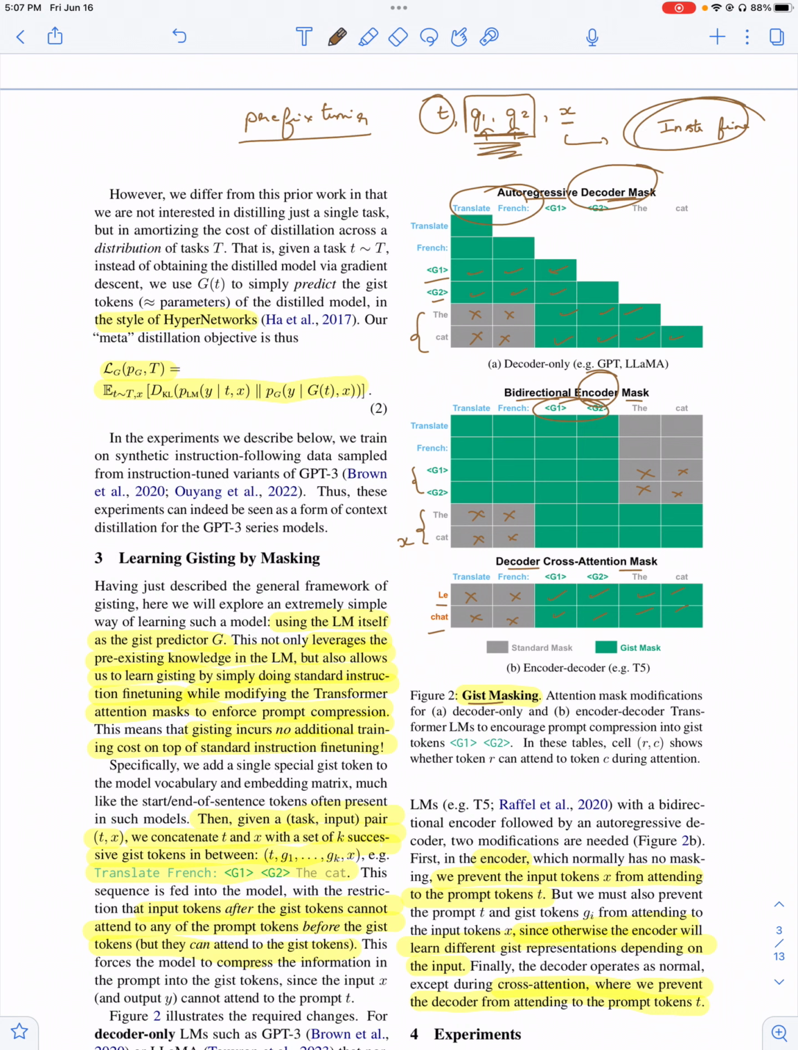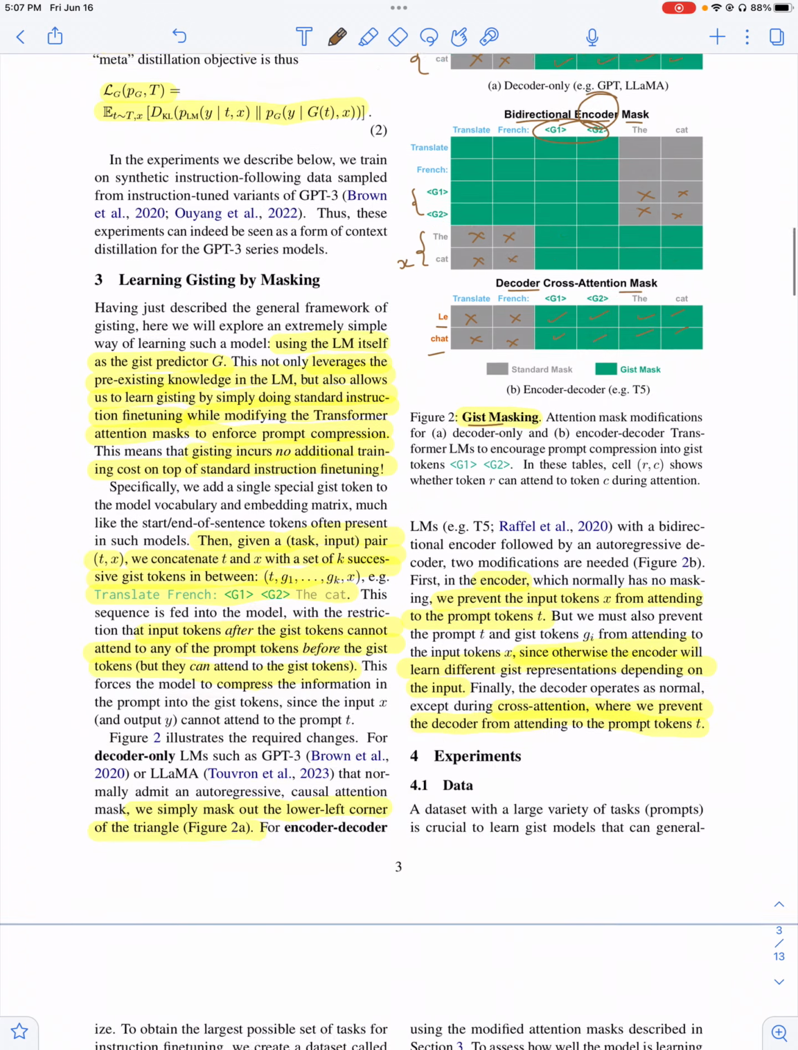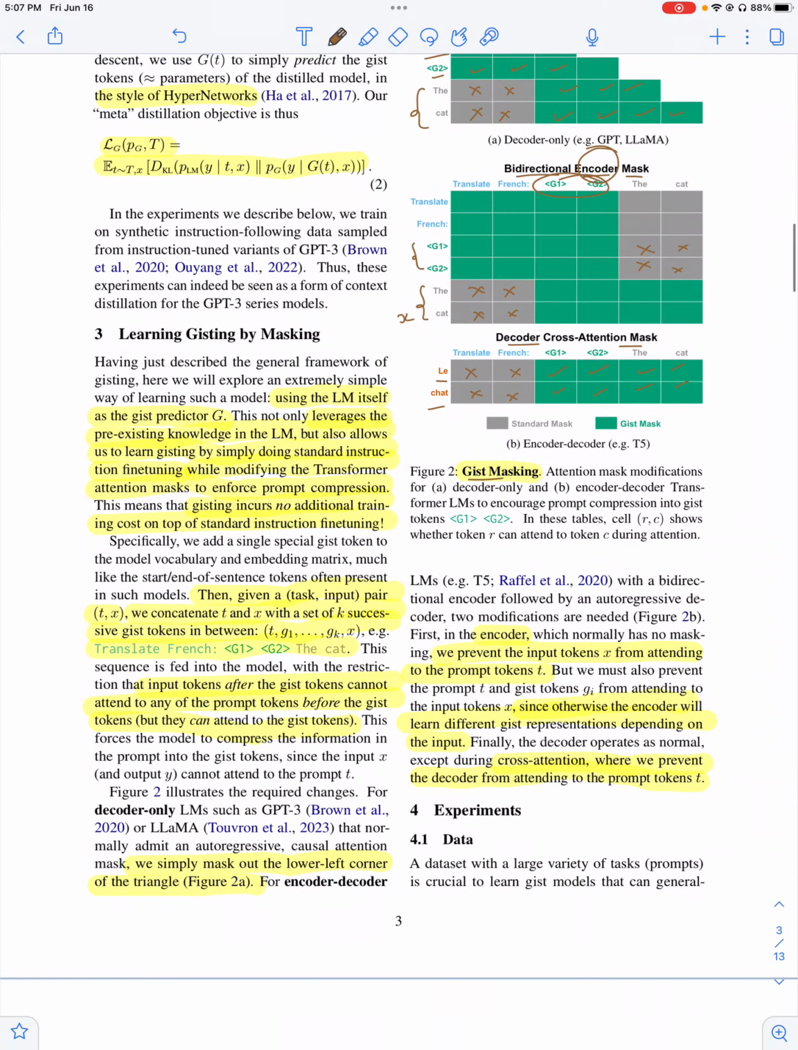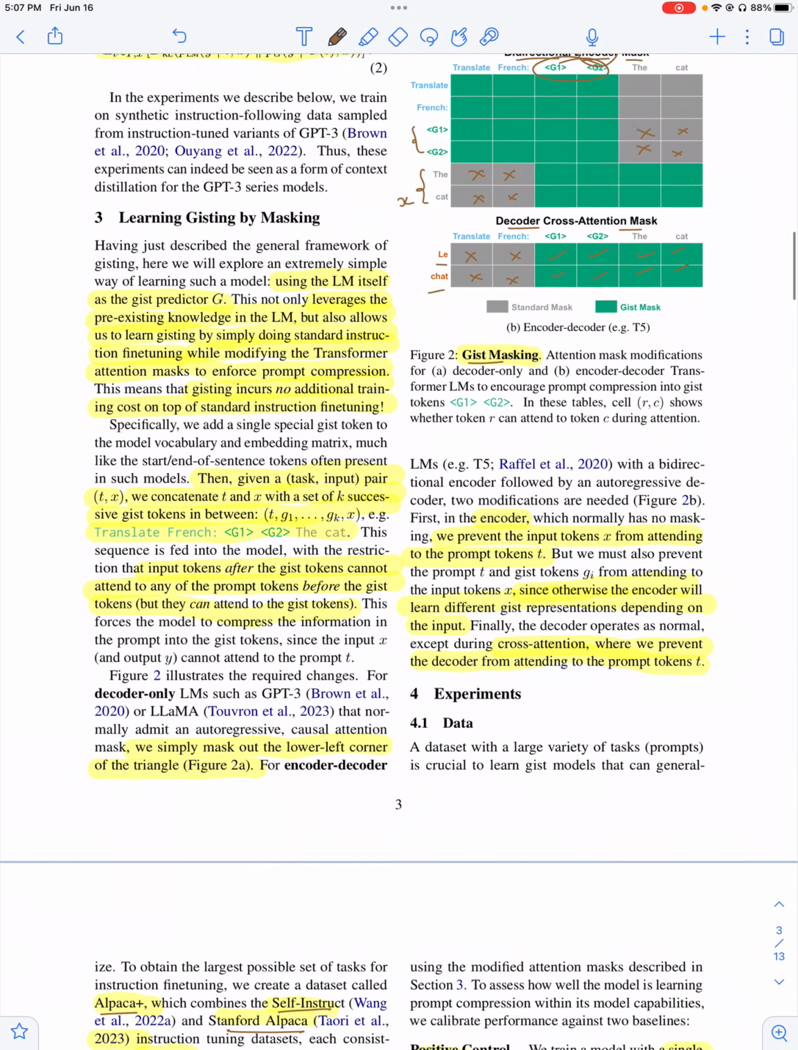And since you're instruction fine-tuning on a variety of different tasks, right? So they have some details. They call their dataset Alpaca Plus, which has a bunch of different tasks, inputs and outputs. They combine the self-instruct and Alpaca datasets. So they're going to learn generic representations of these gist tokens.